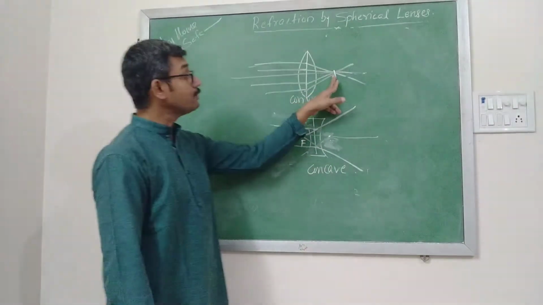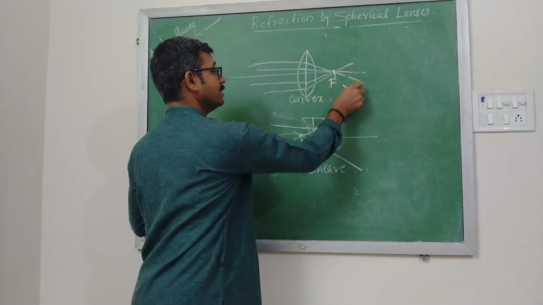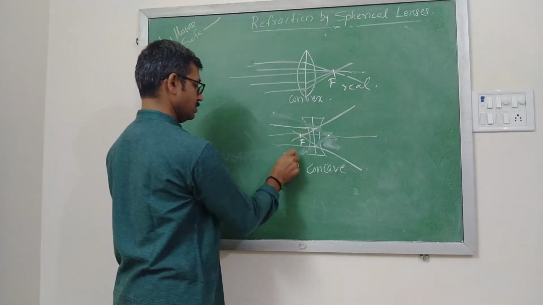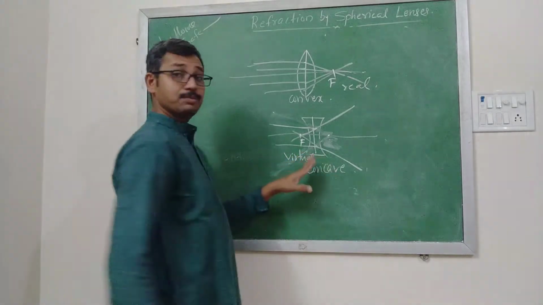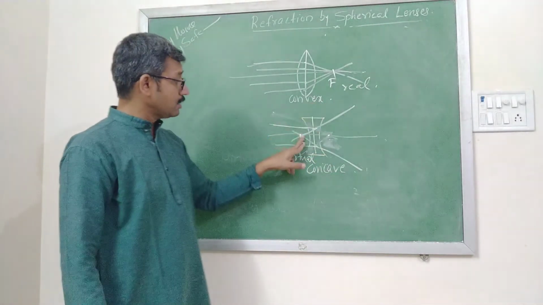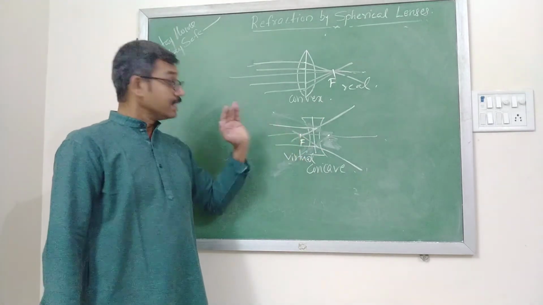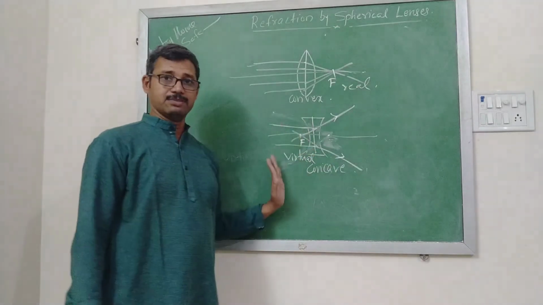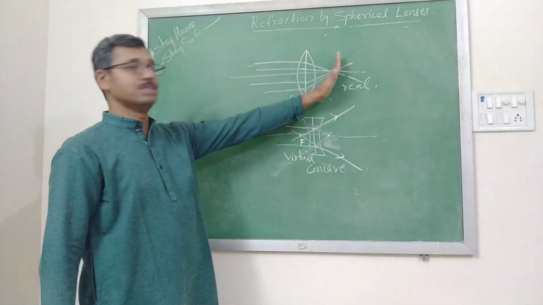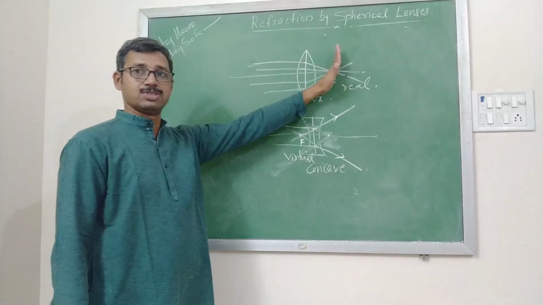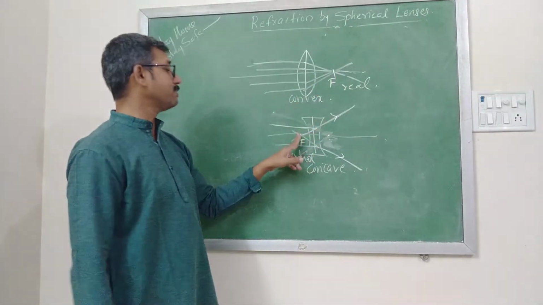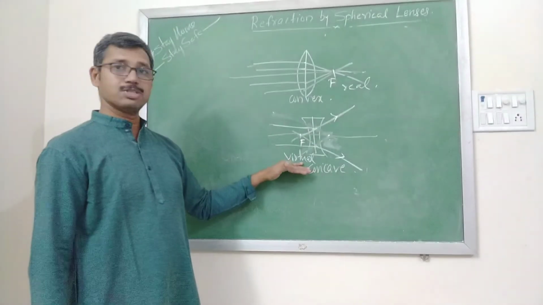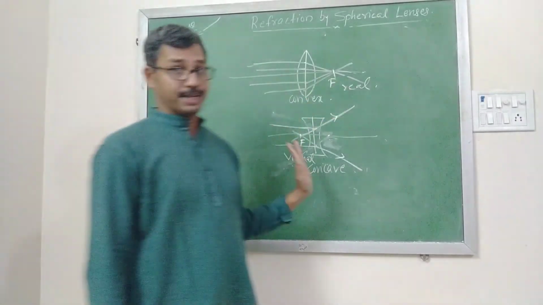Sure. Now here the focus is real, and here the focus is virtual, because here actually it is not joining. It appears to be diverging. Here it is actually converged. Here it appears to be diverging from a common point on the principal axis. So in the concave lens it is virtual, and here it is real. Take it.